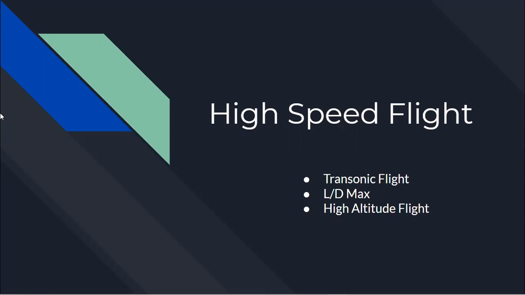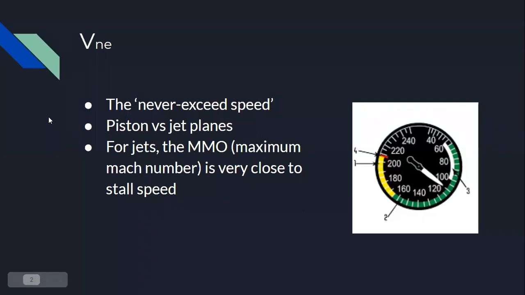Welcome to high-speed flight. I'll be going over a lot of the things relating to high-speed flight. However, I also want to be going over a little bit of LD max and high-altitude flight and the aspects that kind of feed into those. So, starting off, VNE is the never exceed speed on any given plane. If you see right here, it's this red dash. That is the never exceed speed.